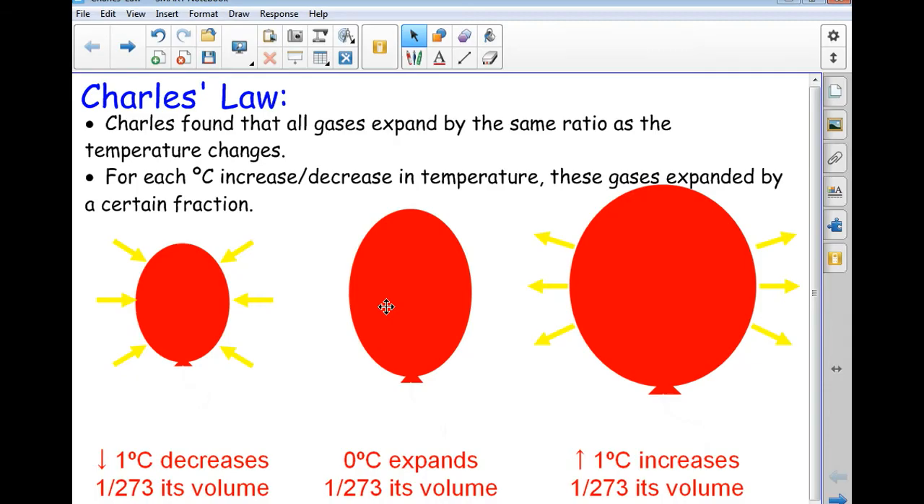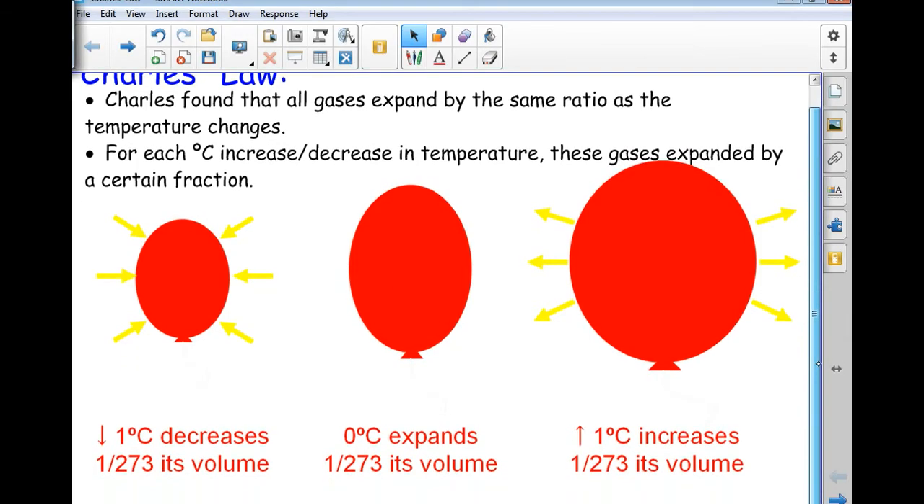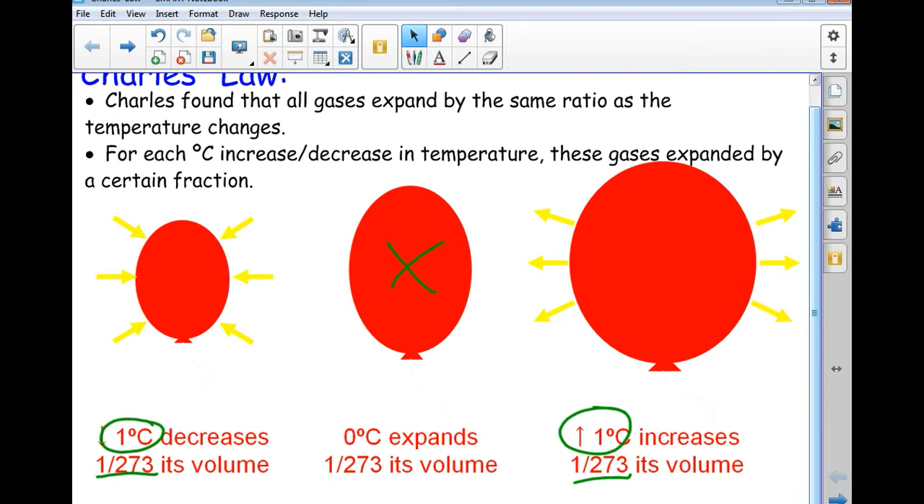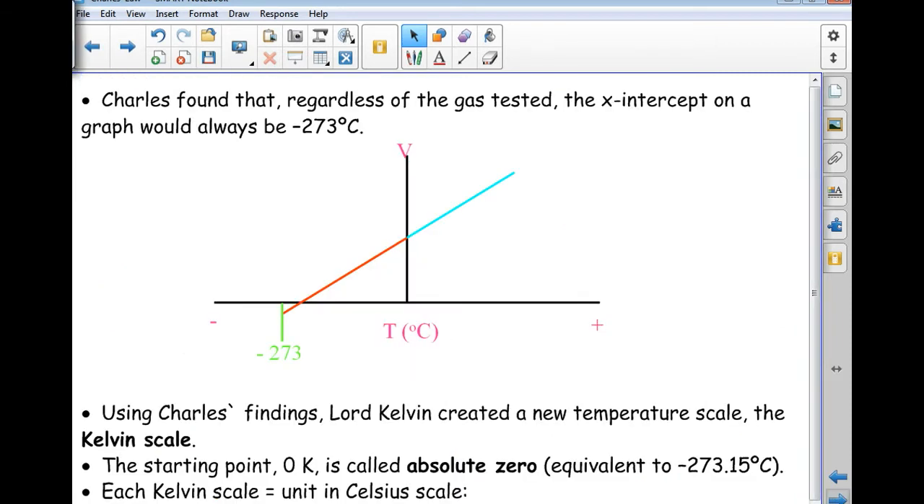Charles's Law states that Charles found that all gases expand by the same ratio as the temperature change. So for each degree increase or decrease in temperature, the gases expand by a certain fraction, a predictable amount. If you've got a balloon at room temperature, for every degree decrease it loses 1 over 273 of its volume. For every degree increase, it increases by 1 over 273 of its volume. It's quite predictable. We can see this ratio of expansion to decrease in size. If we follow it back, we can see it goes back down to 273.